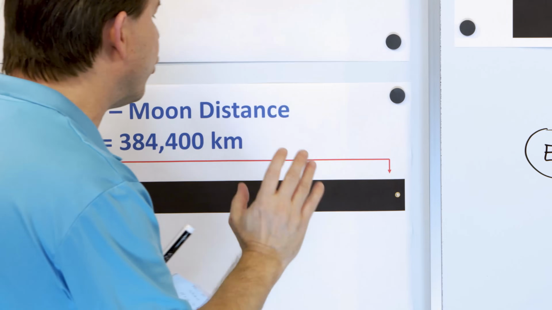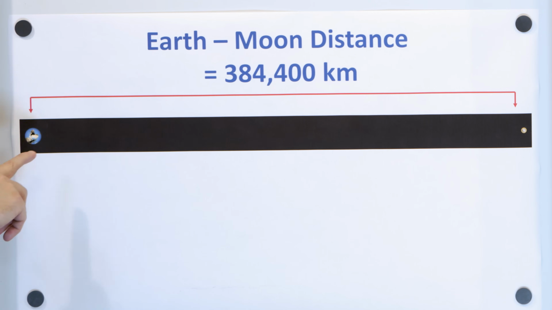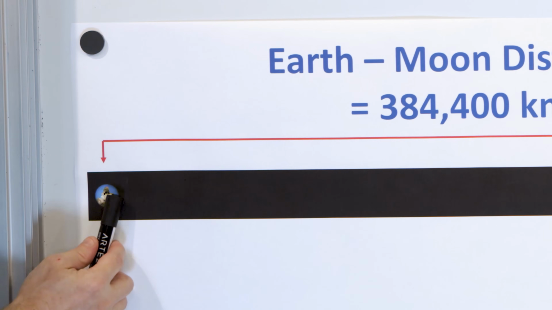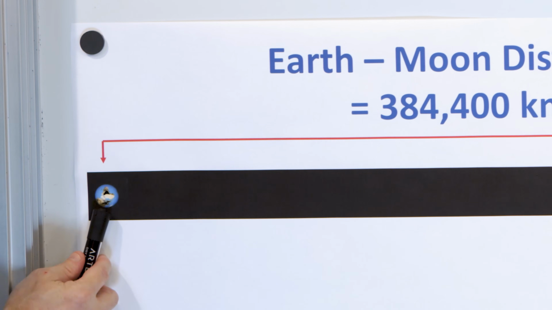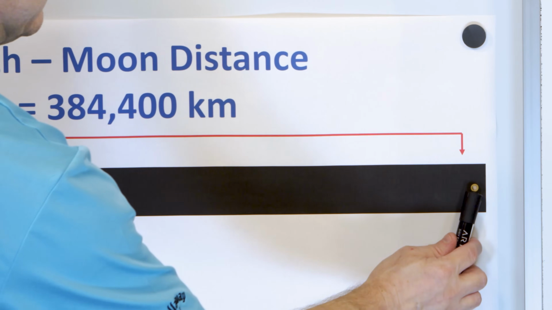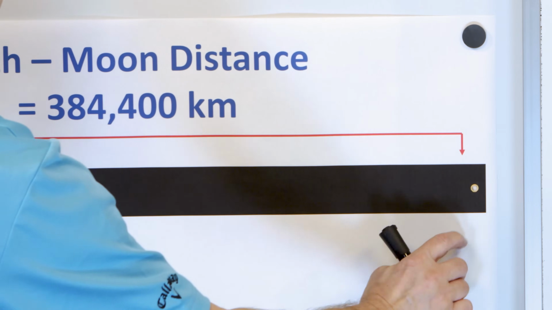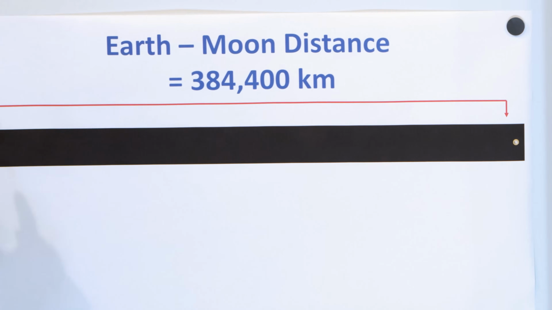Let me show you what a real scale drawing is. This is an actual scale drawing. This little bitty marble right here, this little blue area, this is the Earth to scale. And then way over here is a tiny, tiny dot. You can almost not even see it. And to scale, this is how far away it would be.